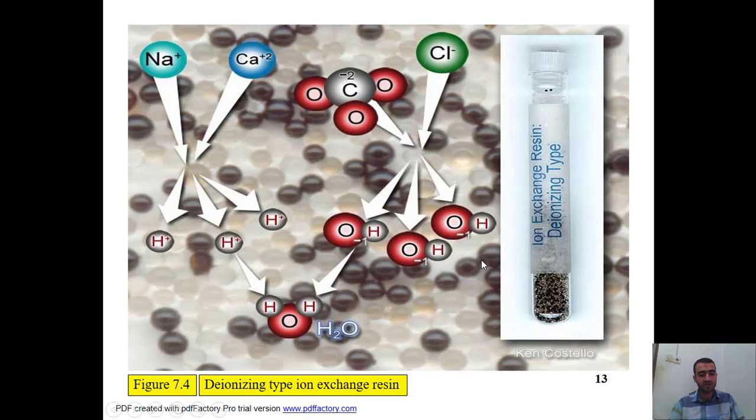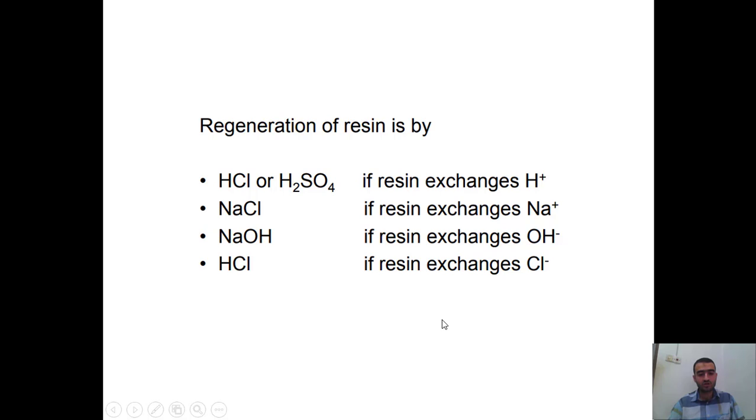It shows how the deionizing type of ion exchange resin is working to attract the sodium, the calcium, okay, and releasing hydrogen in the water. So this is the basic, the brief of regenerating resins.